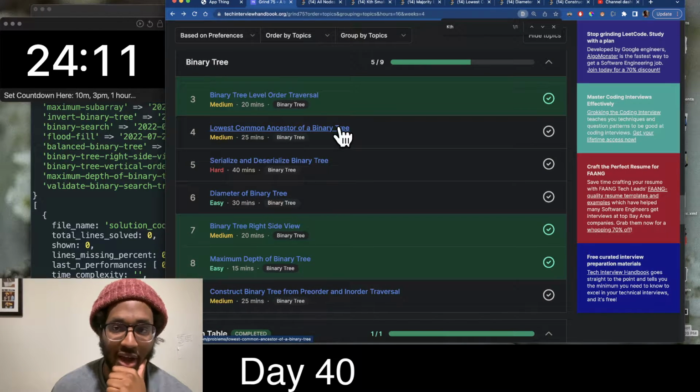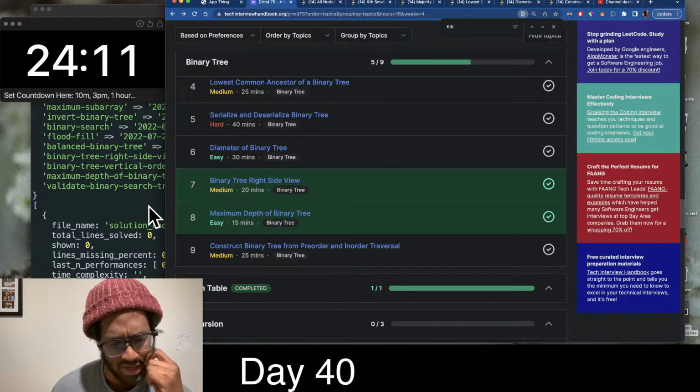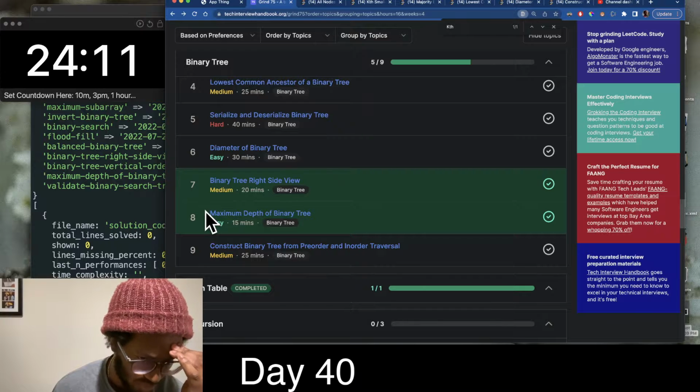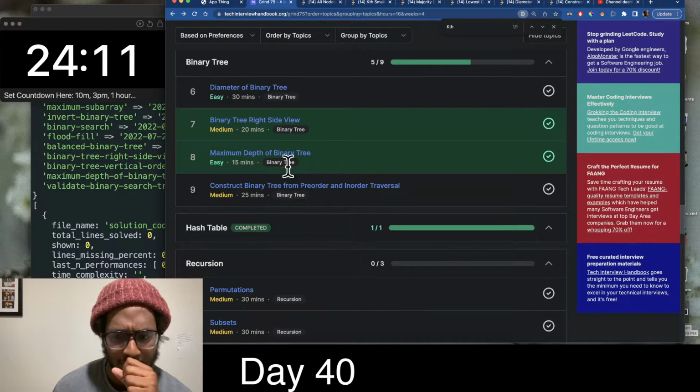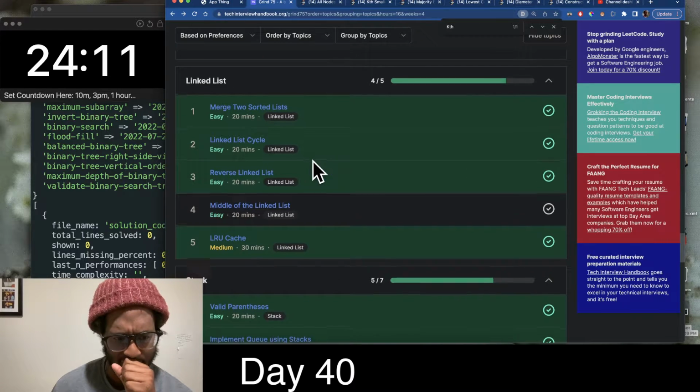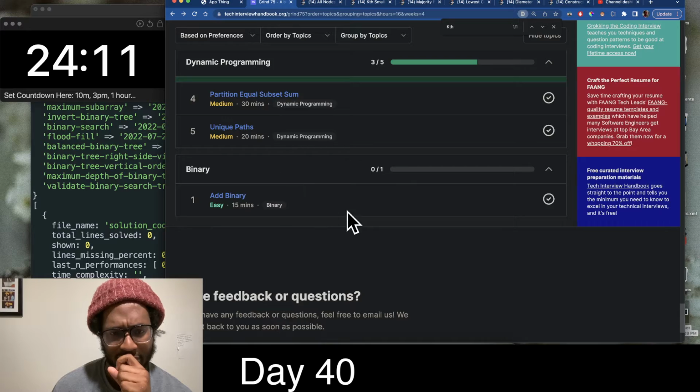So there's also a lot of problems we did today. We did right side view tree, which was actually a really good problem, another way to use level order traversal. And then maximum depth, which is pretty straightforward actually, but really getting the hang of these tree problems. And then maybe we'll do, not really sure where to go from here.